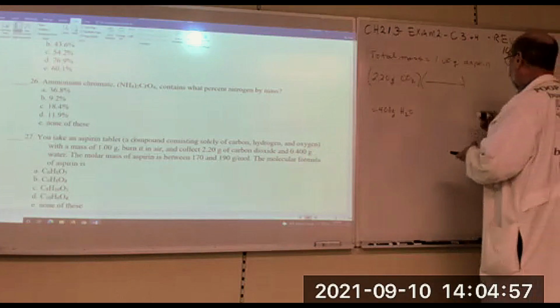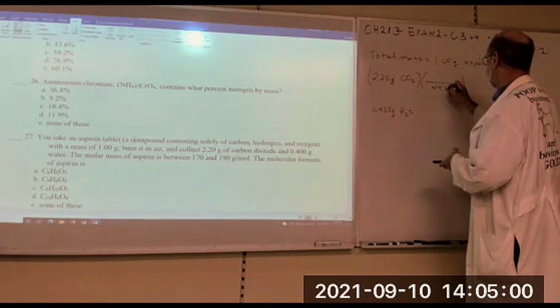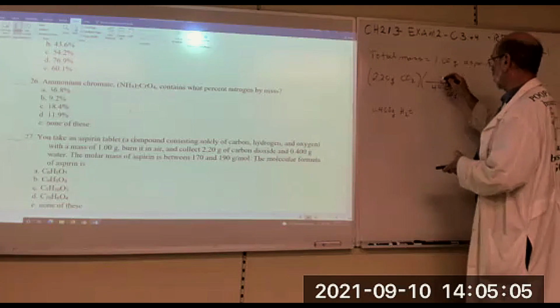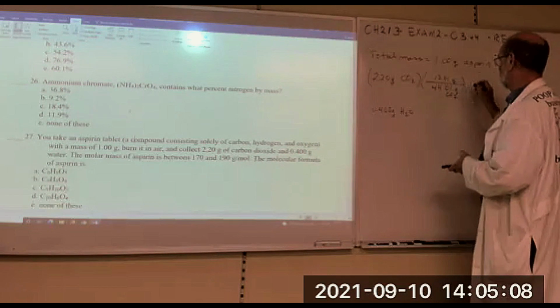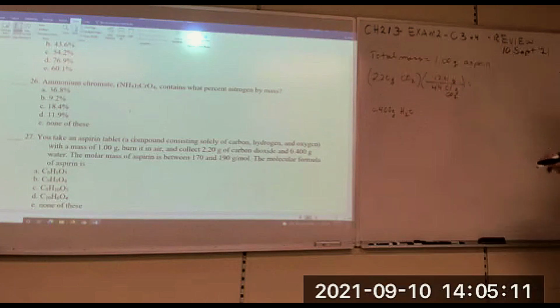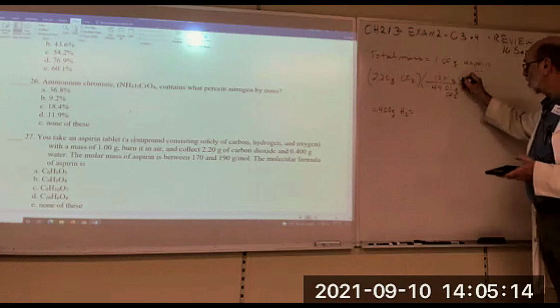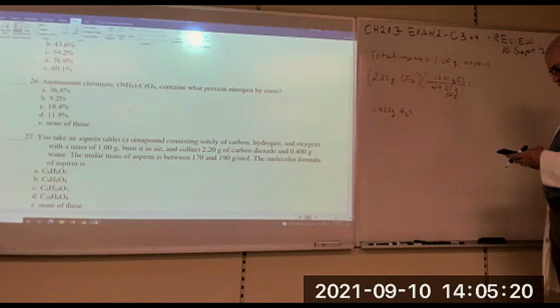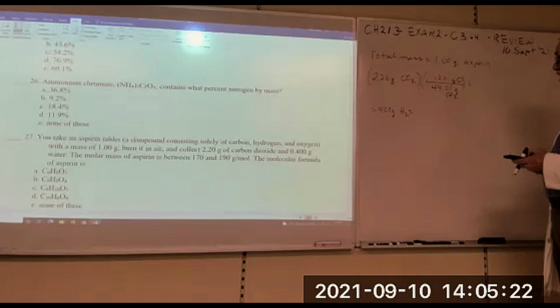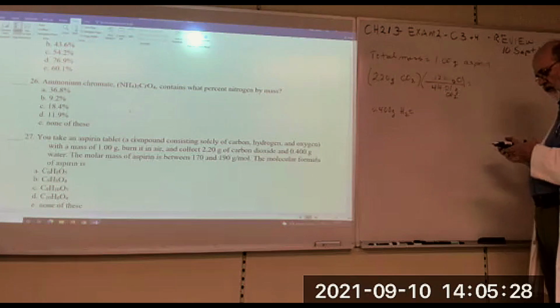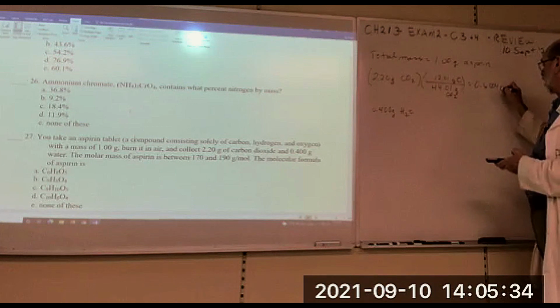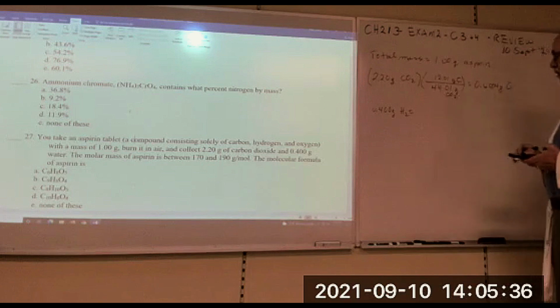Is 44.01. 44.01, that's grams of CO2. How many grams of carbon do you have? 12.01. Okay, so that's your ratio of grams carbon to CO2. 12.01 times 2.2 is 0.6004. 0.6004 grams of carbon. How about hydrogen?